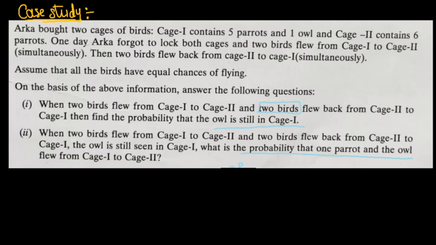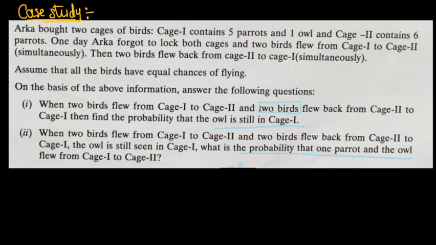Arka bought 2 cages of birds. Cage 1 contains 5 parrots, 1 owl. Cage 2 contains 6 parrots. One day, Arka forgot to lock both cages. 2 birds flew from cage 1 to cage 2, and 2 birds from cage 2 to cage 1. Assume that all birds have an equal chance of flying. On the basis of the above information, answer the following question.